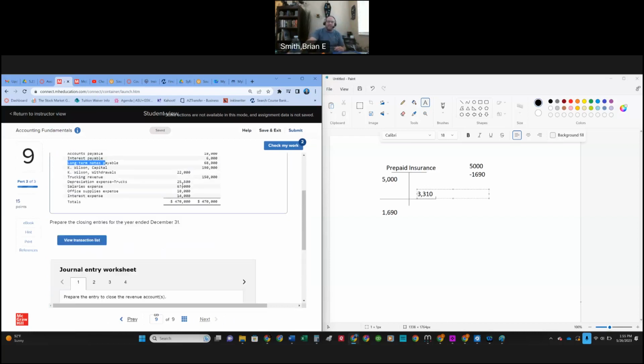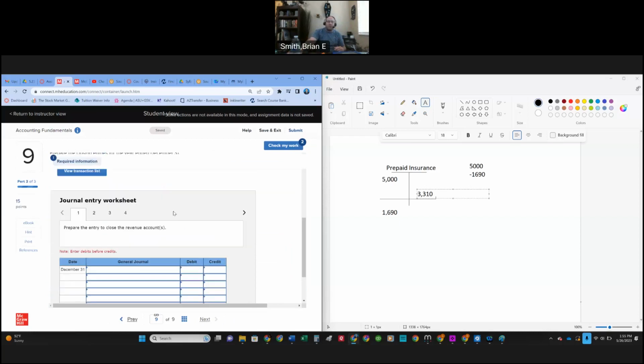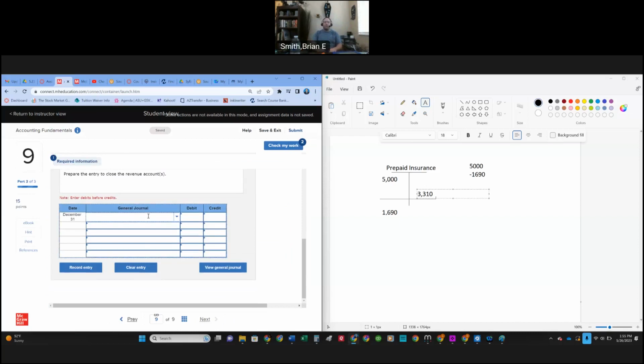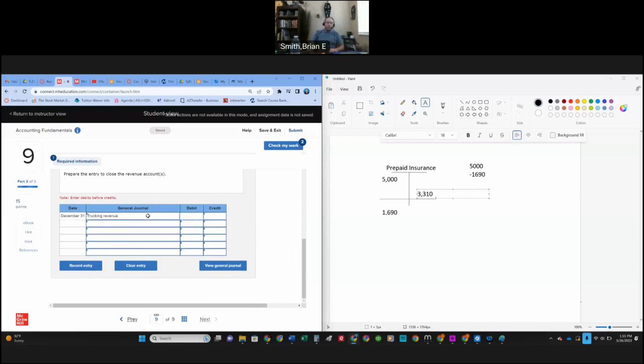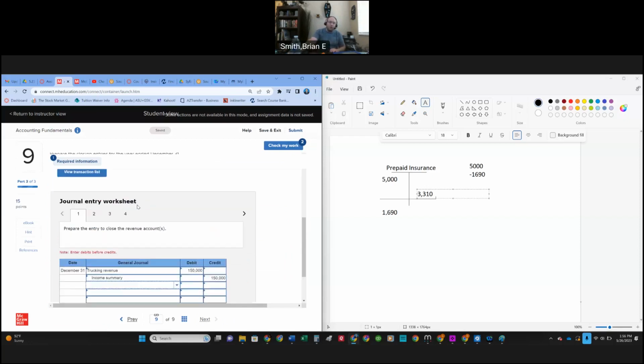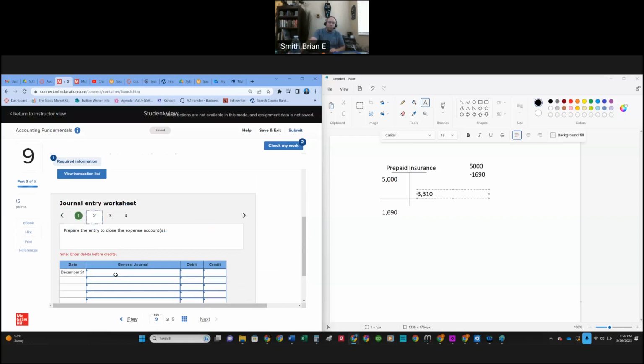Remember, whatever balance it is, it's going to go opposite. So we're closing our revenues, that's 150,000. We're going to debit revenues, trucking revenue for 150,000. Oops, I decided to throw a 3 in there. And our credit is going to be the income summary. Remember that account. Income summary is 150,000. That's closing our revenues.